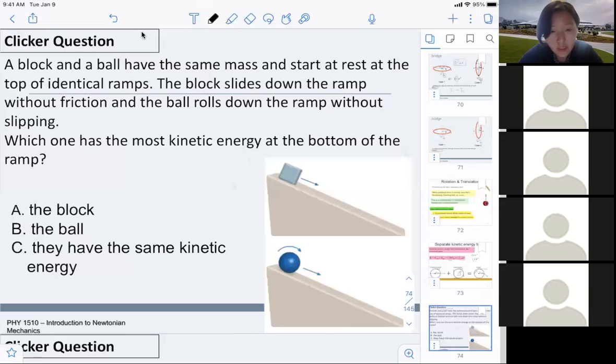So one is translational only, and one has rotation as well as translation. One might think that with the two types of energy, it would have more than just the translational? But that's a distractor. We have to focus on, okay, yes, one has one type of energy, the other has two types of kinetic energy, but where does that all come from?